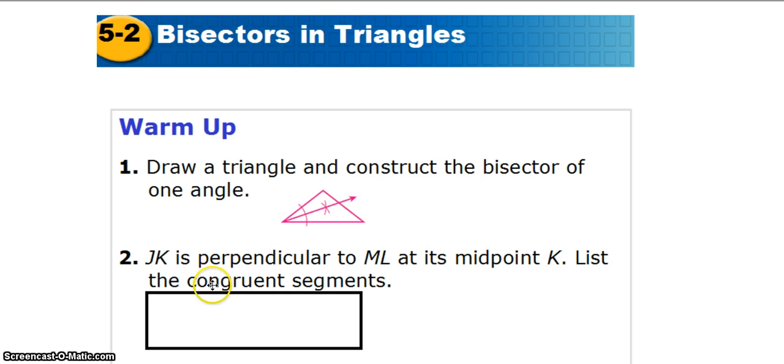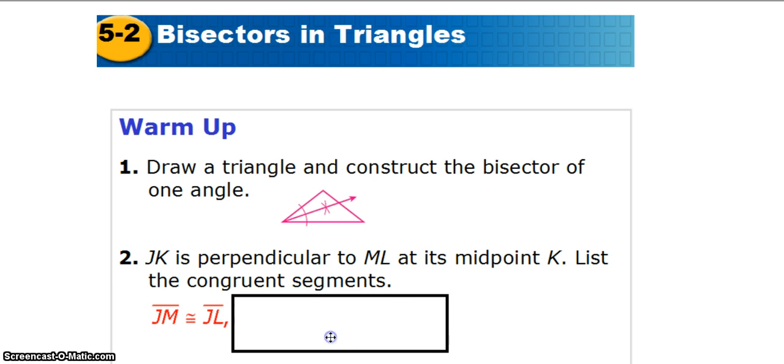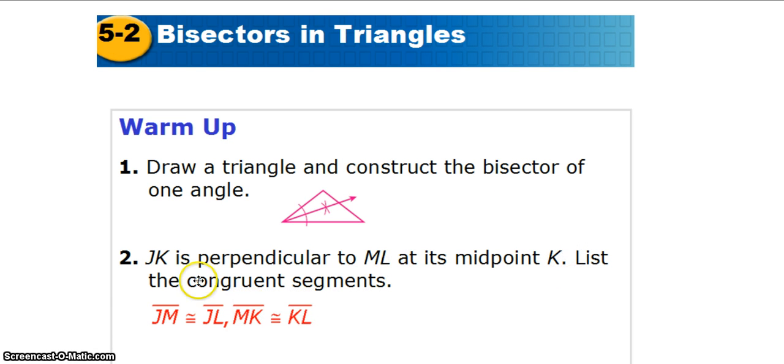Very good. If JK is perpendicular to ML at a midpoint K, we have two congruent pairs of segments. J is equidistant from M and from L, so JM is congruent to JL. Also, due to the fact that K is a midpoint of segment ML, we can say that MK is congruent to KL, by definition of a segment bisector.